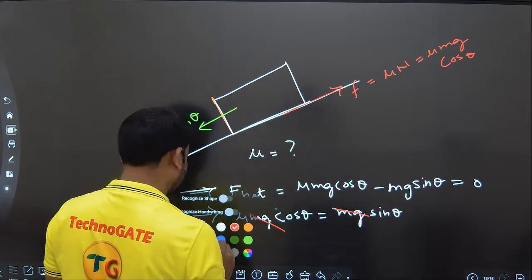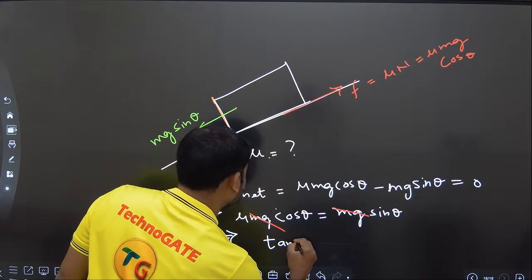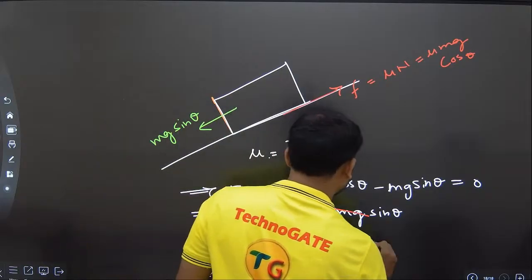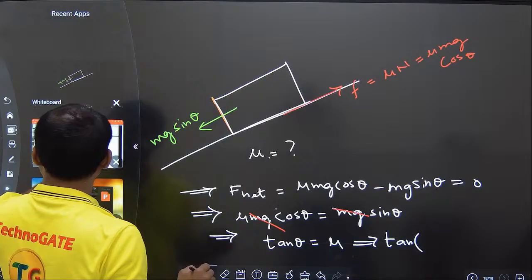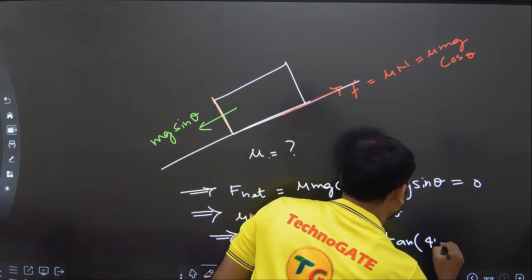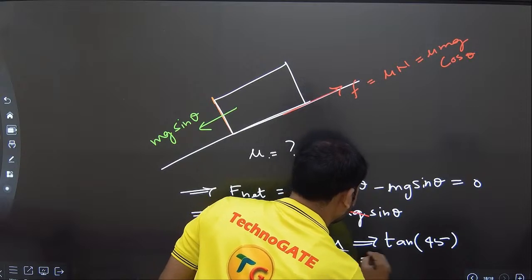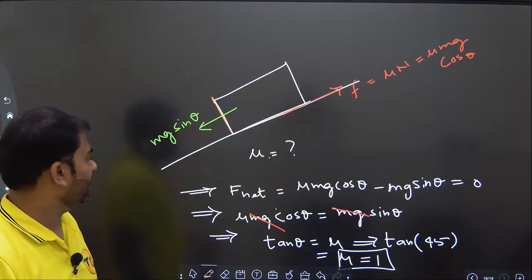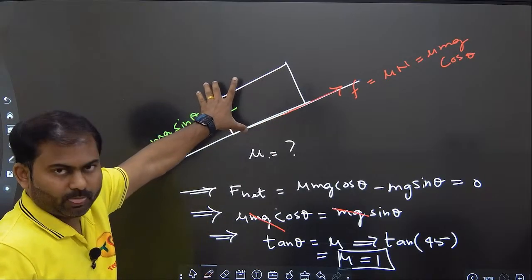mg is gone here, so we get tan theta is equal to mu, and they are asking us to get the value of mu only, right? So we know the value of theta. Theta value is nothing but 45 degrees. Theta is 45, so tan 45 is equal to 1. So we are actually getting the value mu equal to 1. But look at the small mistake here: it will be trying to fall down, okay?